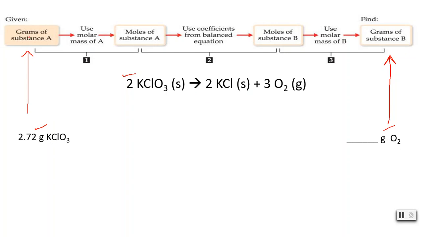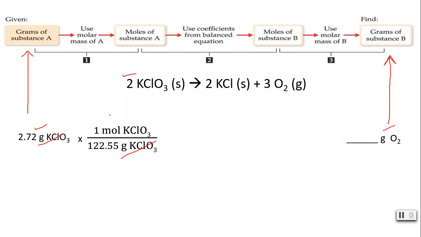So let's get started. So I have grams of some substance. I got to get to moles of it. I'm going to use the molar mass of A, specifically KClO3. So you get your periodic table. You add up the mass of 1 potassium, 1 chlorine, and 3 oxygens. You should get 122.55. That's how many grams are in 1 mole of KClO3. You write that as a conversion factor appropriately so that your gram units cancel. So I'm now left with moles of KClO3.